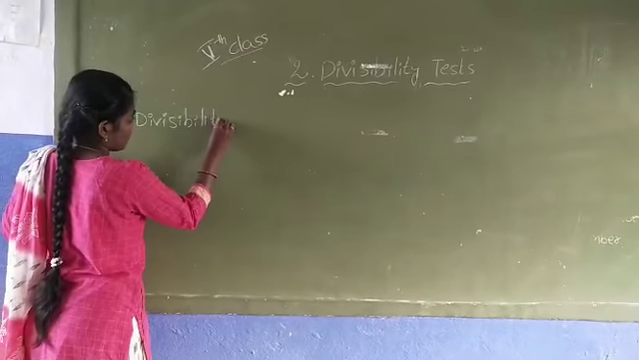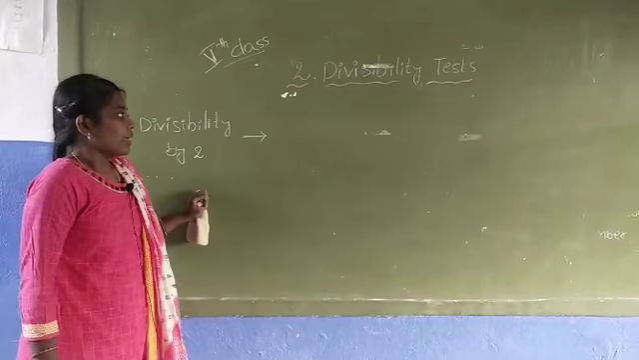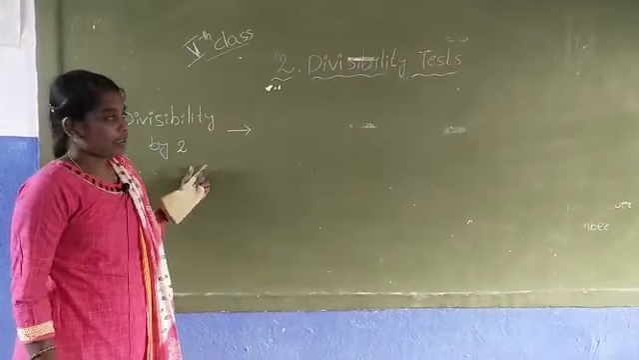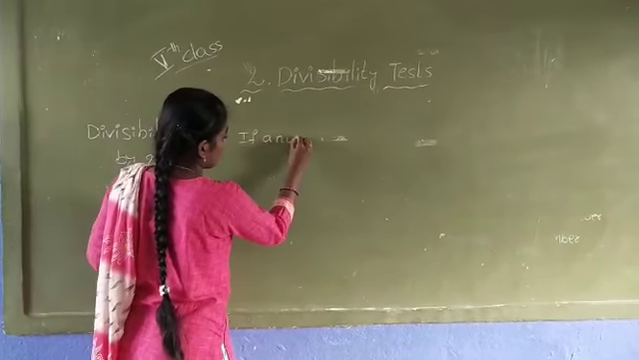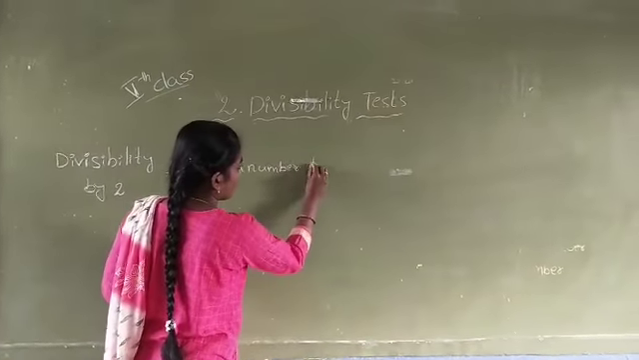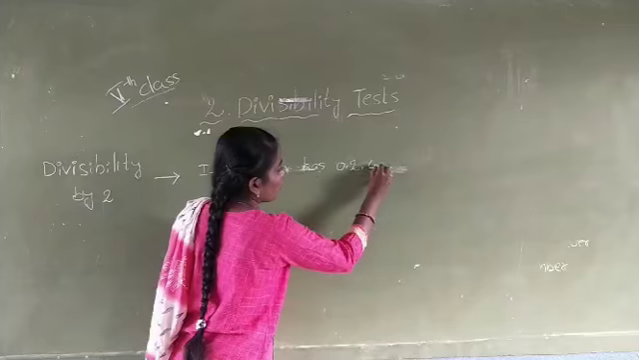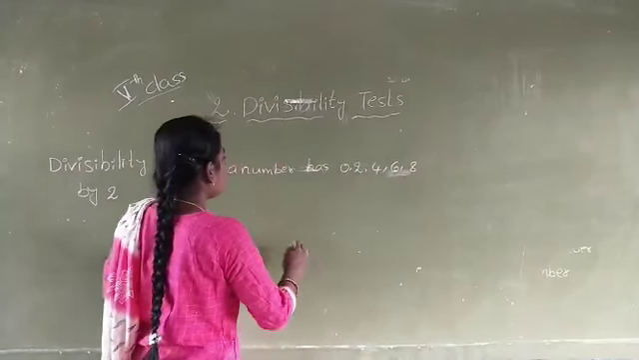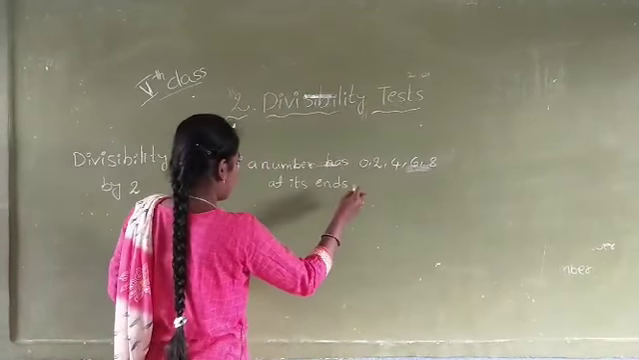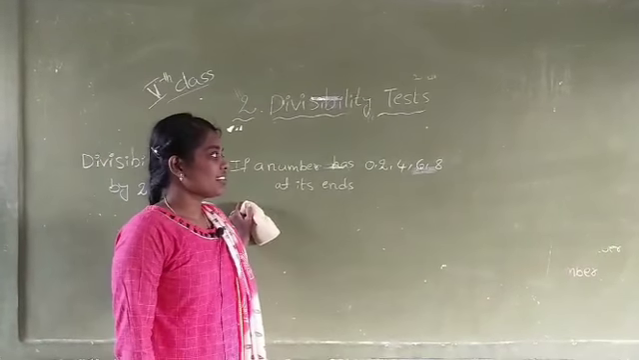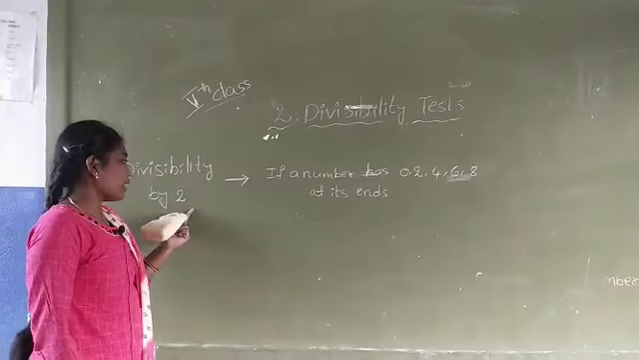Divisibility by 2. If a number is divided by 2 or not, how to find that? If a number has 0, 2, 4, 6, 8 at its end, that number must be divided by 2. That means all the even numbers are divided by 2.